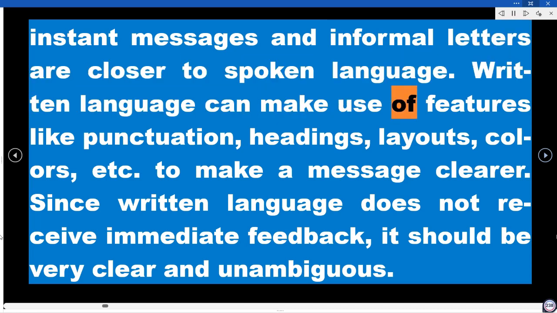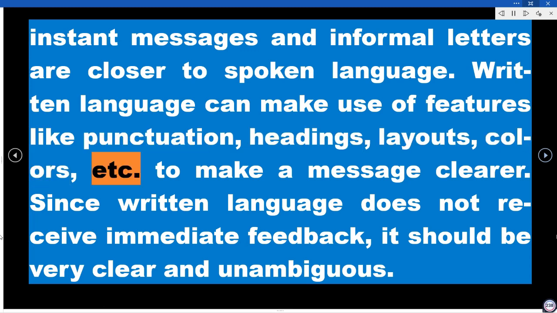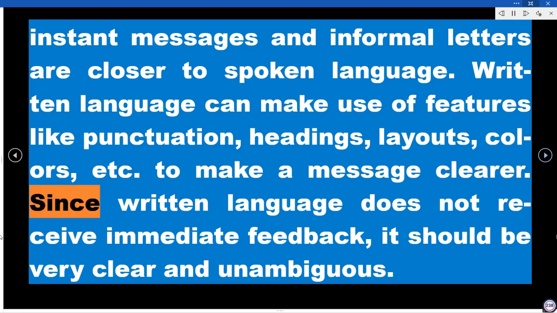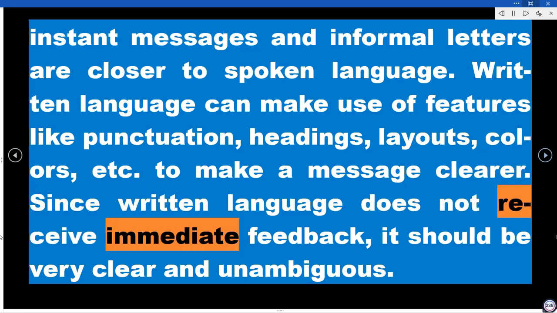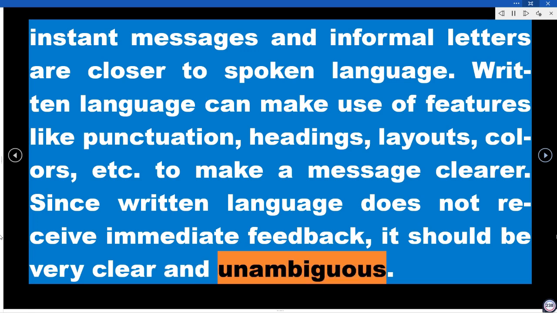Written language can make use of features like punctuation, headings, layouts, colors, etc. to make a message clearer. Since written language does not receive immediate feedback, it should be very clear and unambiguous.